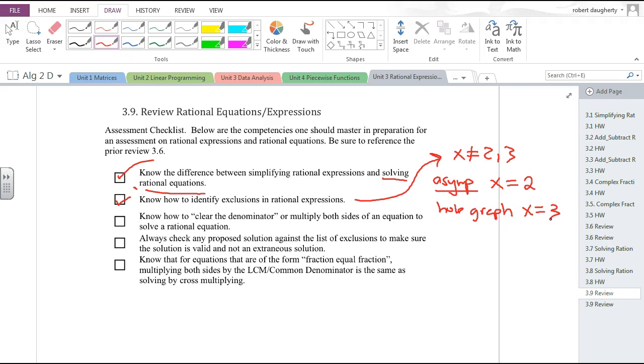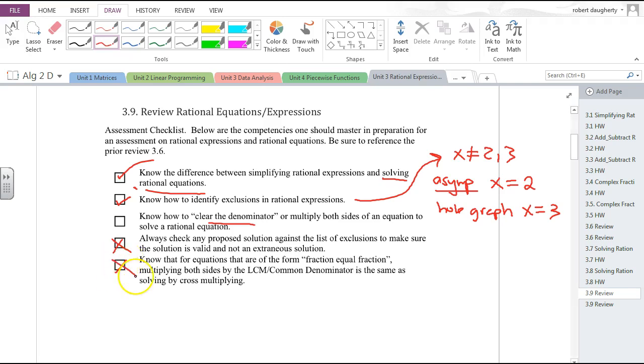Knowing how to clear the denominator. This is in solving rational equations. And then the big thing, the reason we do exclusions is when you solve equations, you must go back and check those answers to make sure that you do not have an extraneous solution. So really the way to do that, if you have the exclusions up front, when you get a solution, if the solution matches the exclusion, it's not a solution.